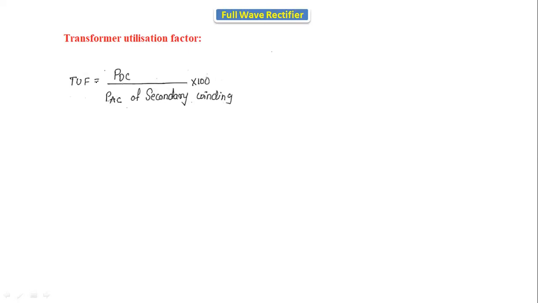Now let's see the transformer utilization factor. It tells how much of the transformer winding we are using to convert AC to DC. The transformer utilization factor is the ratio of power DC divided by power AC of the secondary winding of the transformer. Here power DC is I average square into RL, but for the AC power at the transformer secondary winding, we take the power formula IRMS into VRMS, since power is equal to V into I. We don't take RL here because at the secondary winding there is no RL term.